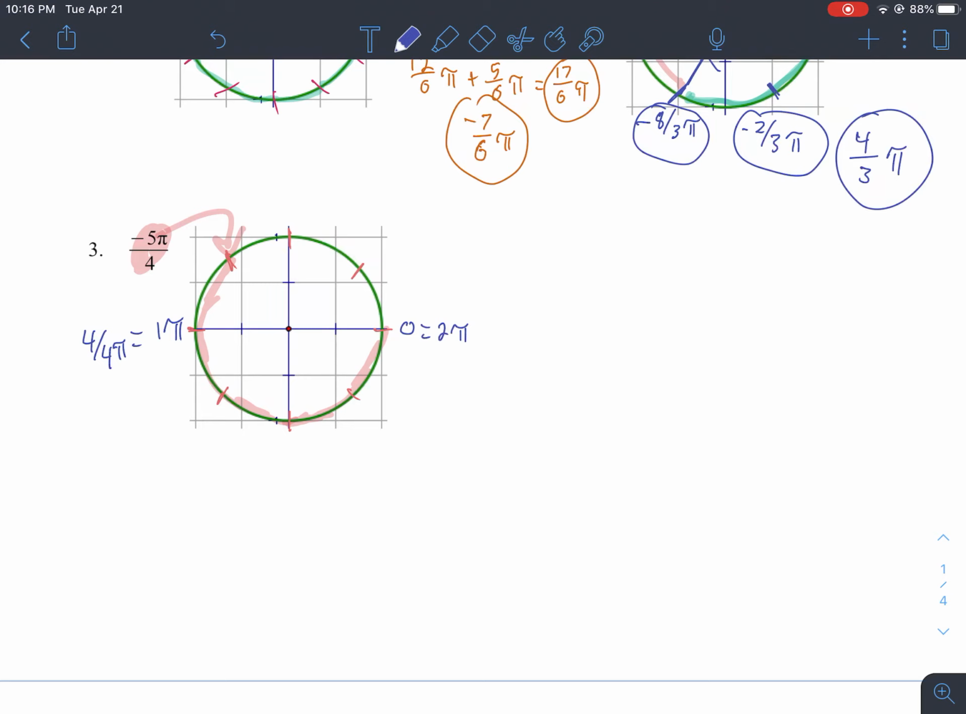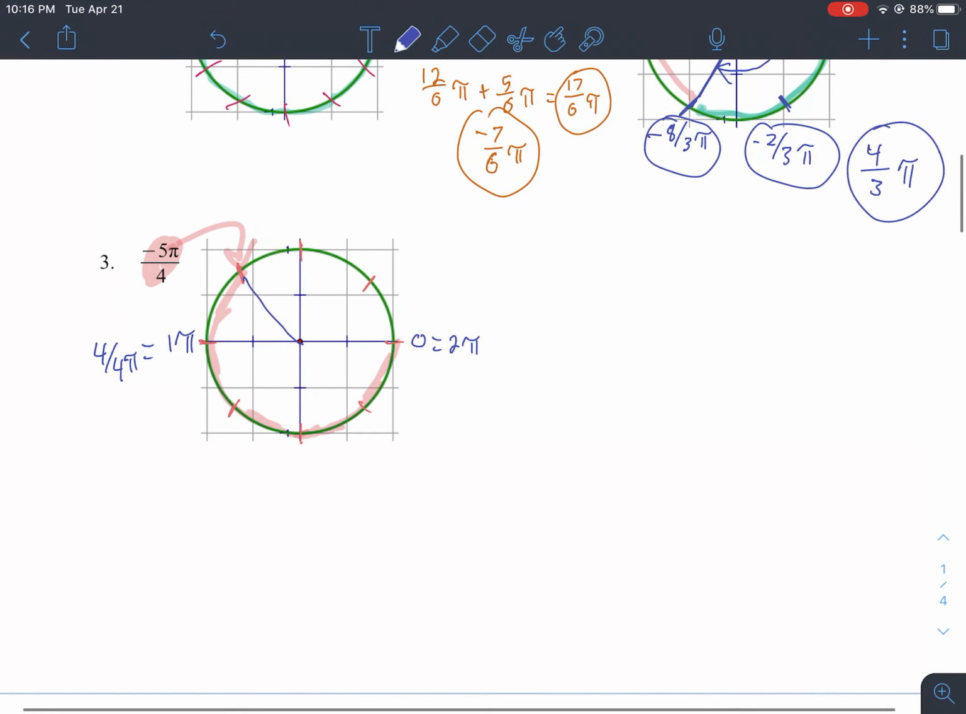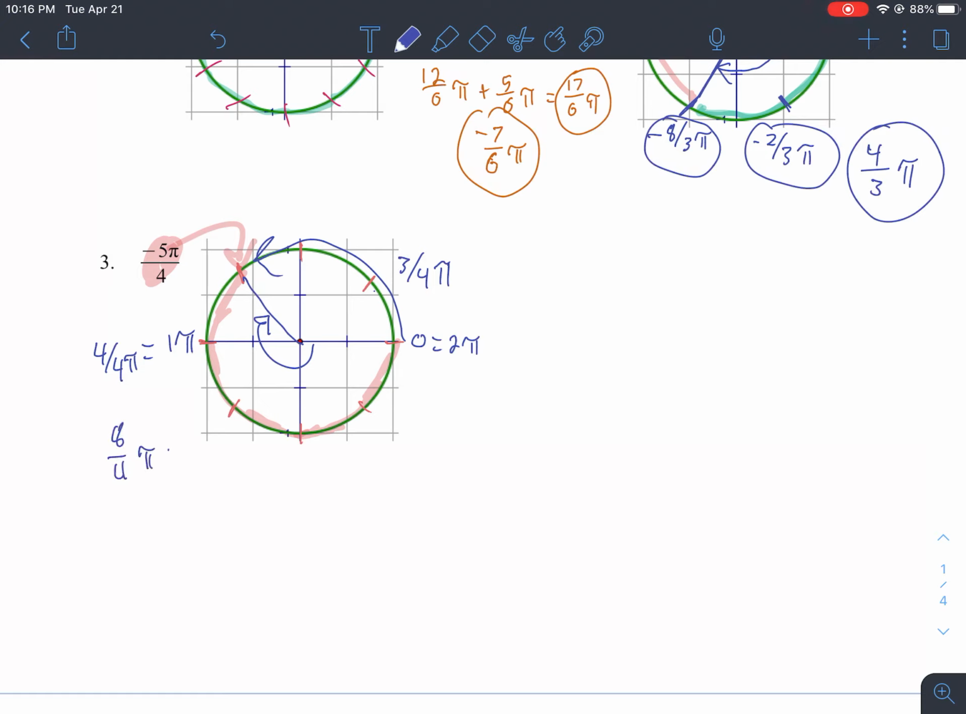Now, what else stops there? So negative 5/4 was there. Now what else stops there? 1/4, 2/4, 3/4. Just count in that direction. 3/4 pi. Now what else stops there in the negative direction? Count all the way around. 8/4. That's all the way around. And then 5 more fourths. 8 and 5 is 13/4, and that's negative.